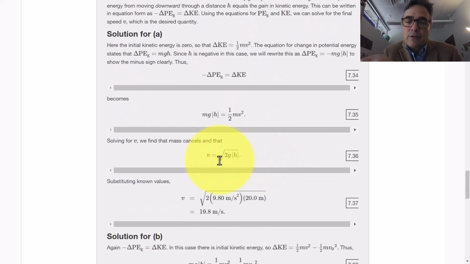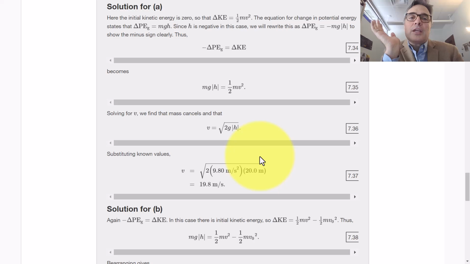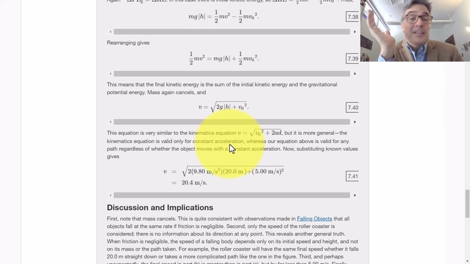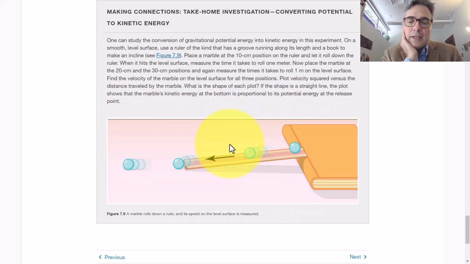And so you can find, just through energy considerations, based on a change of height, if you assume there's no friction, you can get the final speed without knowing anything about the actual details of the shape of the track.